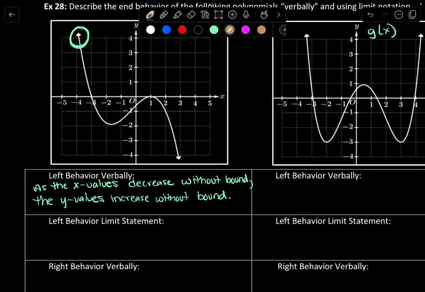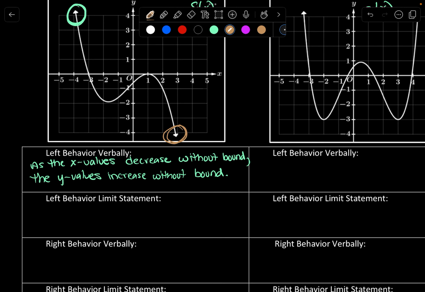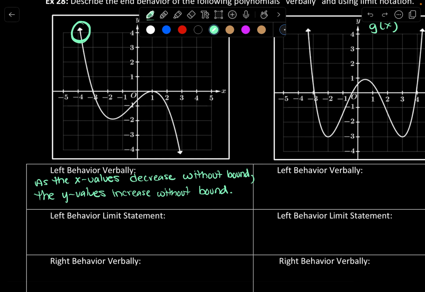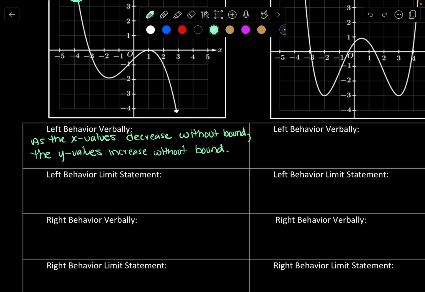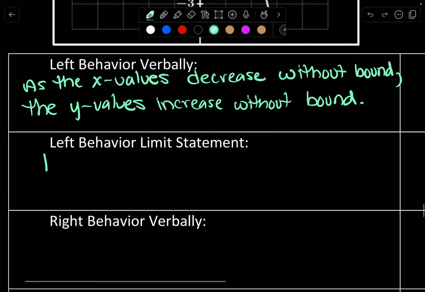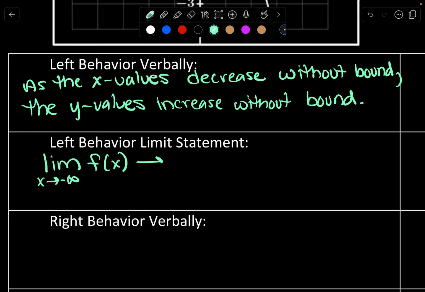And the left end behavior, the left limit statement. I'm sorry, I was moving too fast. So now we're going to write a limit statement for this. So it says as the x values decrease without bound, so that means the limit as x approaches negative infinity for the function f of x, the y values are increasing without bound. So the y values are approaching infinity.